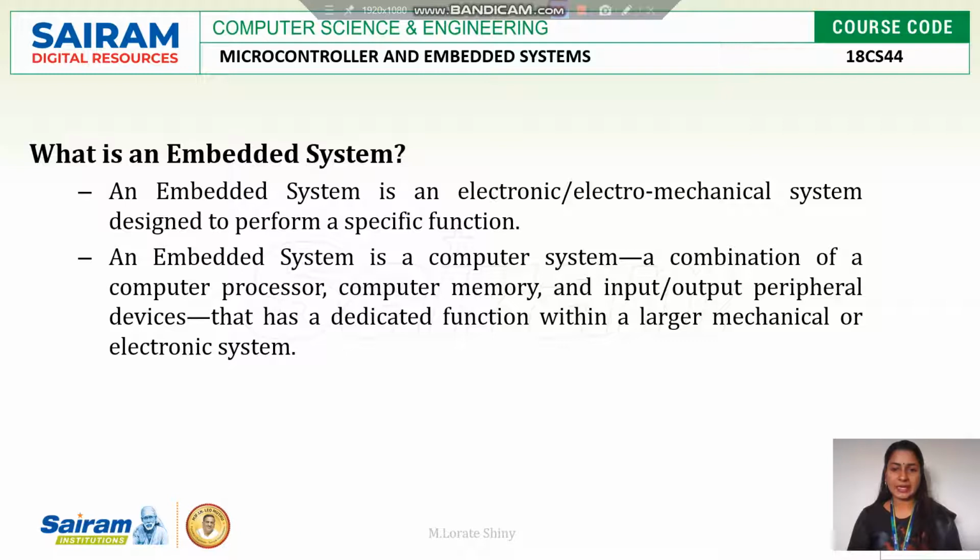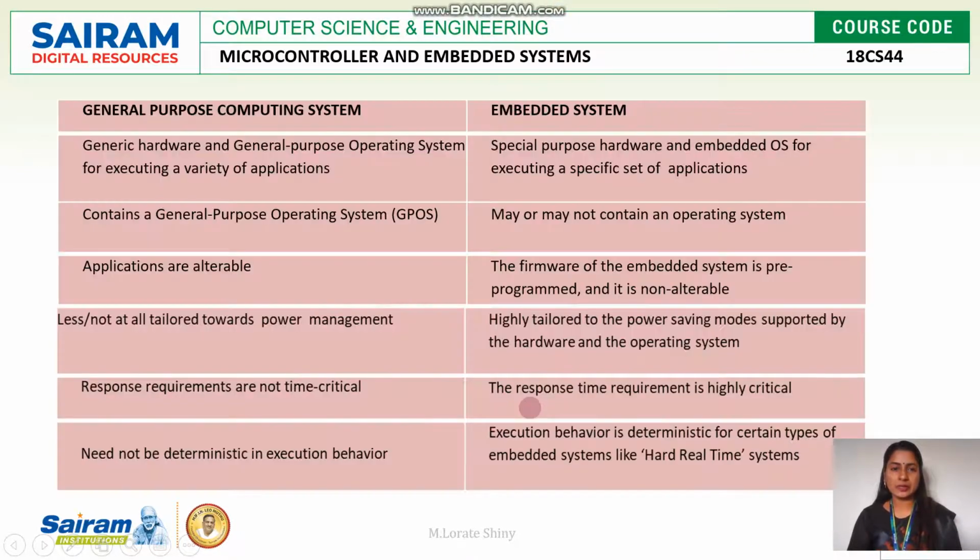An embedded system is a computing system, a combination of computer processor, memory and input-output peripheral devices, that has a dedicated function within a larger mechanical or electronic system. So these are the definitions of embedded system. Then we are going to see the difference between general purpose computing system and embedded system.